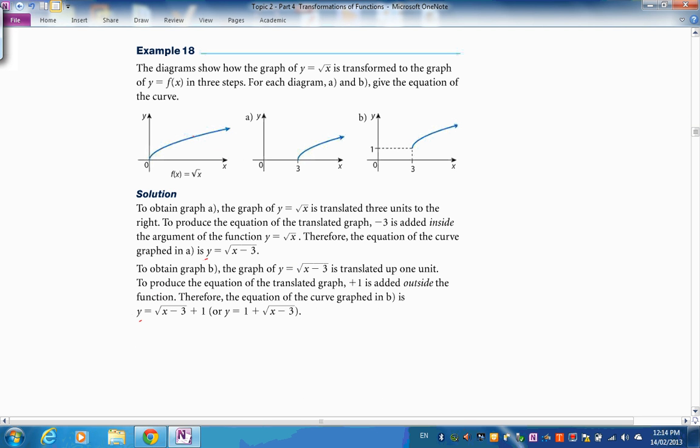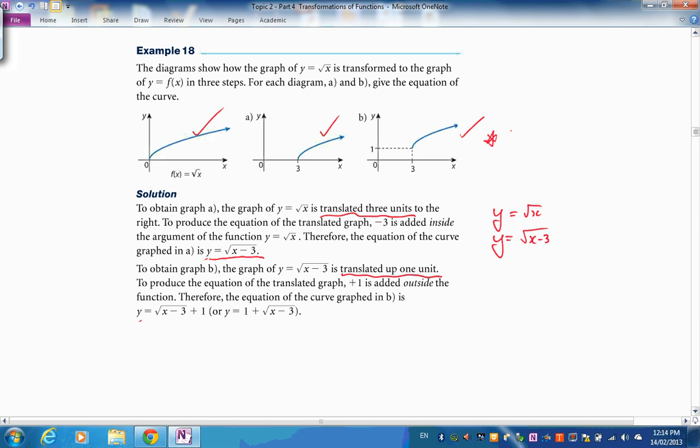So here we have the graph of root x. It's been moved and then moved again. Let's see what we can do. Well, here the first movement is being translated 3 units to the right. So therefore we know the function, because it's translated in the x direction, the x term changes. So y equals root x changes because it's an x translation. So instead of x being moved plus 3, it's the opposite sign. We'll have take 3.